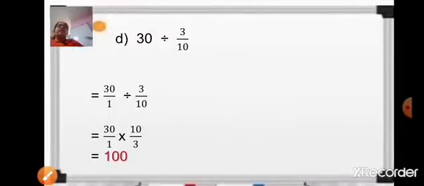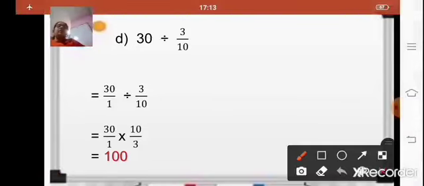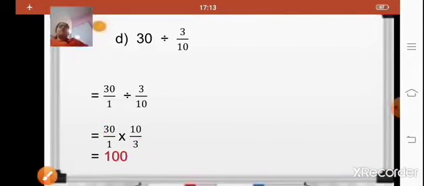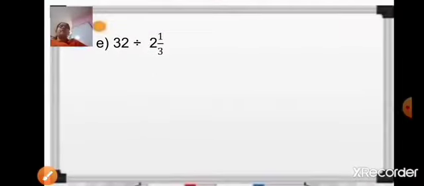Here in this slide, same thing, 30 upon 1 divided by 3 upon 10. Okay, the first step. In the second step, you change the division sign to multiplication. The reciprocal of 3 upon 10 is 10 upon 3. And when you cancel this, 3 tens are 30, 10 tens are 100. Yes. Okay. Now coming to the second one.